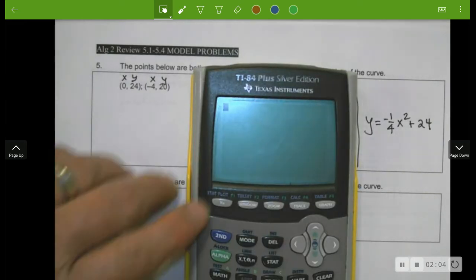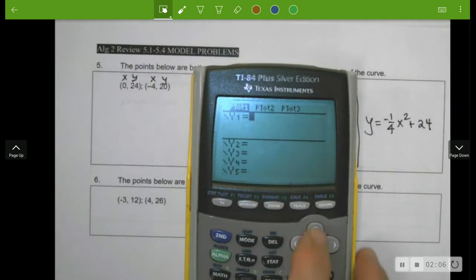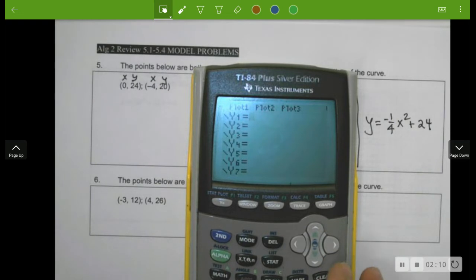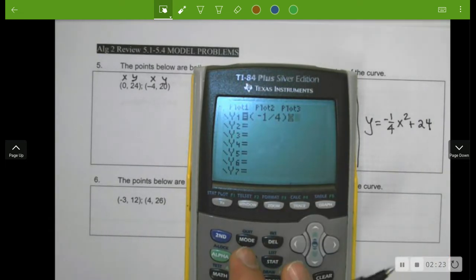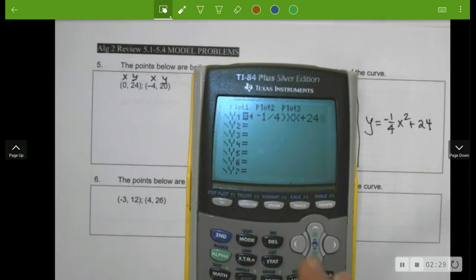So you go to your y equals key, and I'm going to go up there and turn my plot 1 back off. You might not have to do that, but I'm going to type this in. My favorite way to type it in is just using parentheses for the fraction, like this. That's my -1/4. I'll type x squared. I usually just type x times x plus 24, and I've got it all in there.